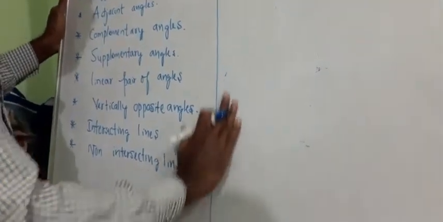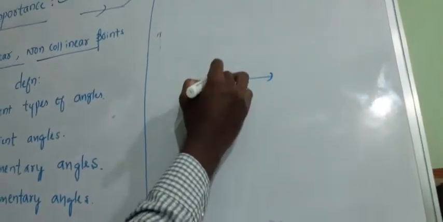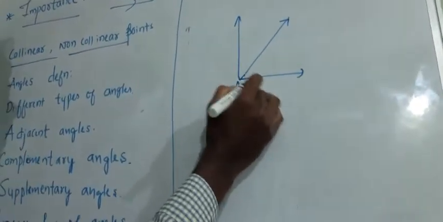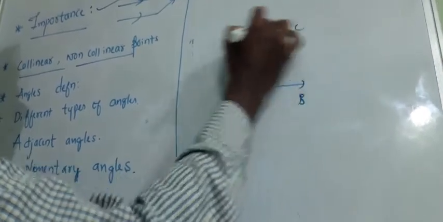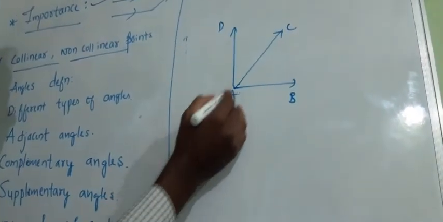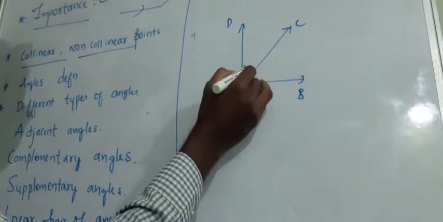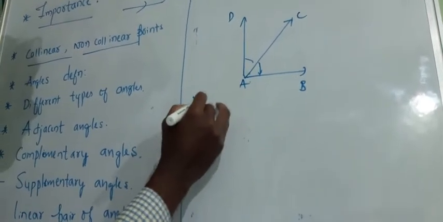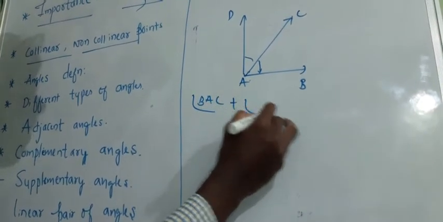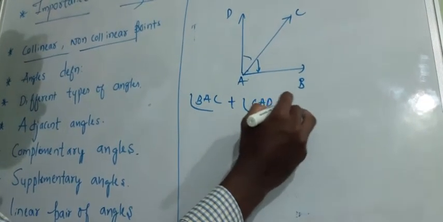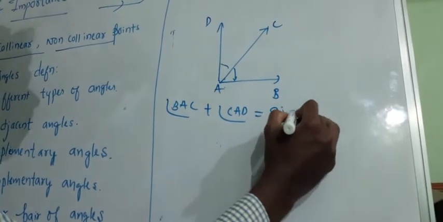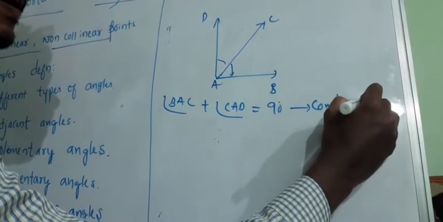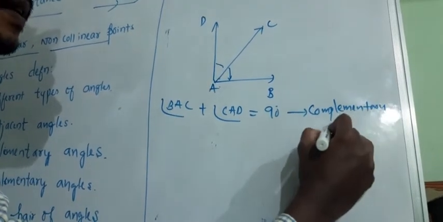Complementary angles. See, if two adjacent angles, A, B, C, D, if the sum of two adjacent angles, that is angle BAC plus angle CAD, is equal to 90 degrees, then we call them complementary angles.